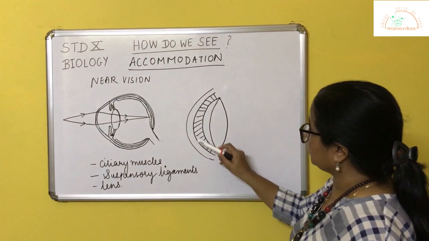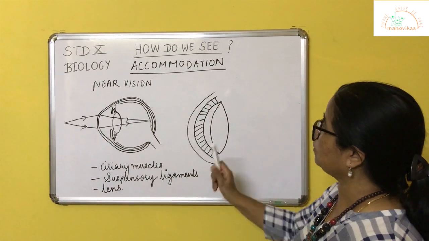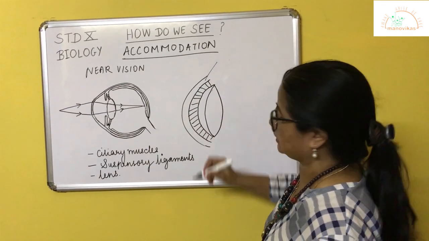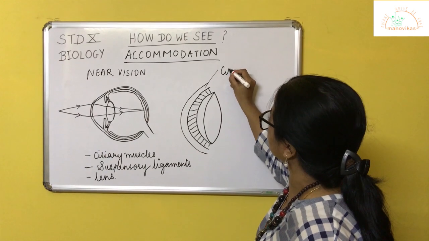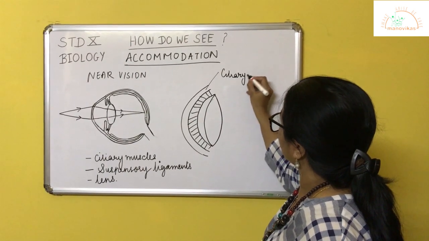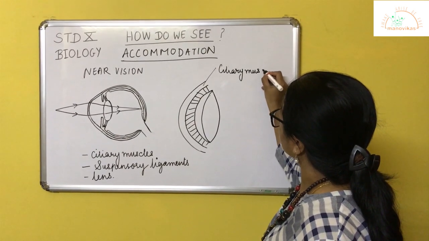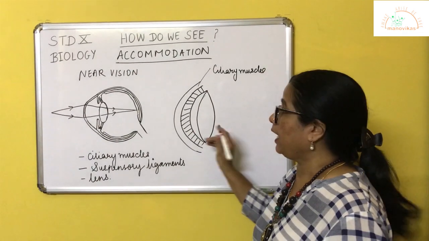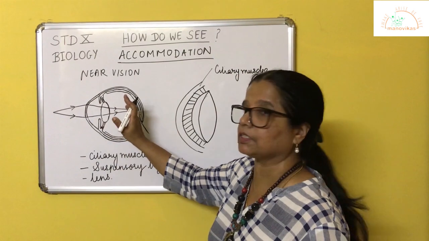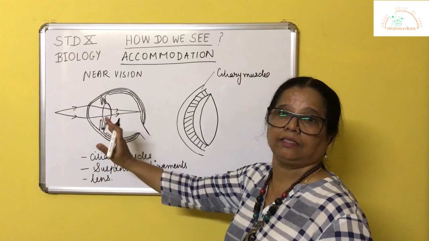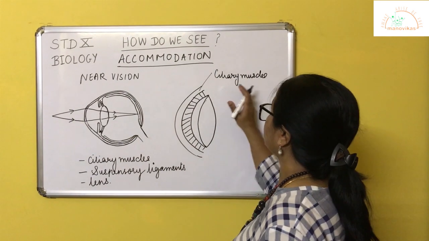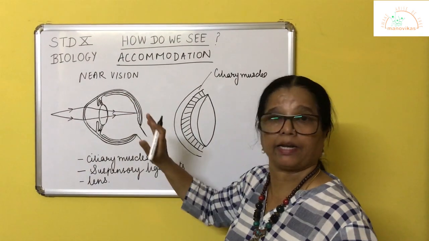Now I have drawn for you another diagram here. How does near vision happen? Now these are the ciliary muscles. What happens to the ciliary muscles? These ciliary muscles contract. Hence they push the ciliary processes forward towards the lens. So remember, when you are comparing near vision and distant vision, the ciliary muscles here will contract.